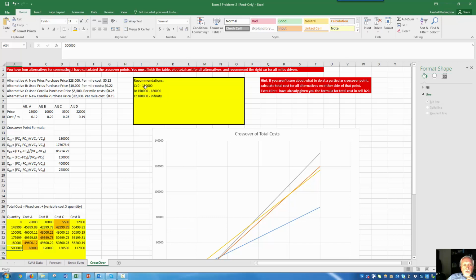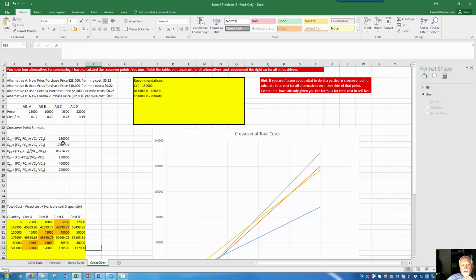Now, why isn't this one 151,000? Because at 150,000 exactly, let's just make this 150,000. 150,000 exactly, B and C have identical costs, don't they? So at 150,000 exactly, I'd have to highlight this one as orange too. So I'm indifferent. I could choose either one of them at 150,000. Same thing is true at 180,000. If we put that number in here, then A and B have identical cost, and so I'm indifferent at these points.